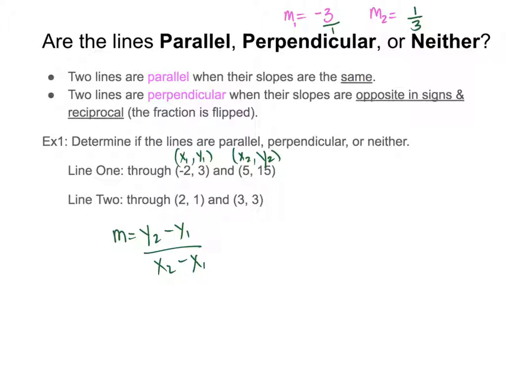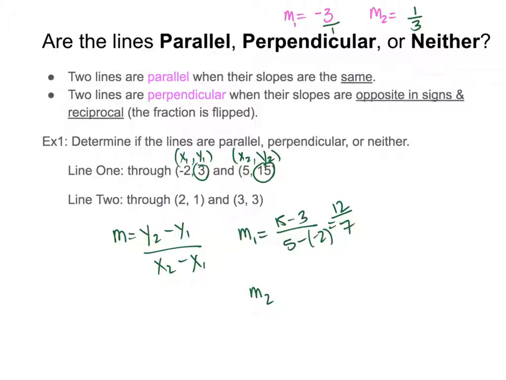So the first slope here, I'm going to call m1, is going from 15 to 3 here. So 15 minus 3 over 5 minus -2. So 5 minus -2 gives me 7. And the top here, 15 minus 3, gives me 12. So there we have it. We have our first slope of this line, but I also need to know the slope of this line to see if it's parallel or perpendicular.